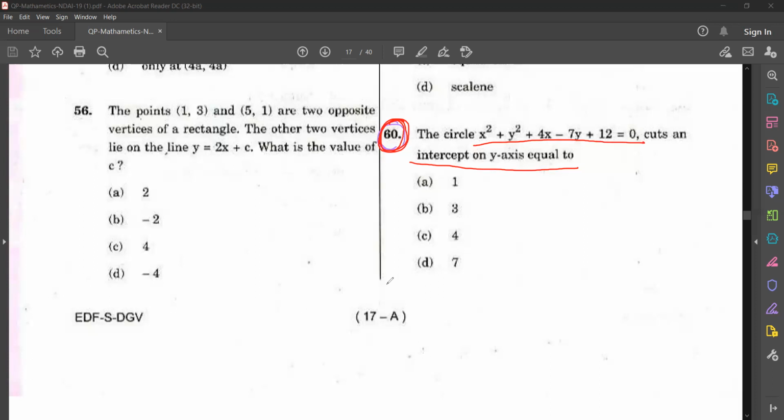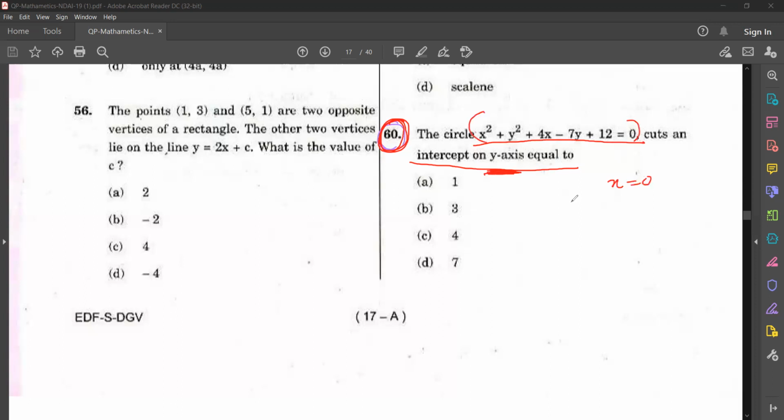Okay, have got the answer. Listen, they're asking you the circle cuts an intercept on y-axis equal to. That means you have to find the length of the intercept. Length of the intercept. So intercept means cutting the y-axis, which means the x coordinate will be 0.